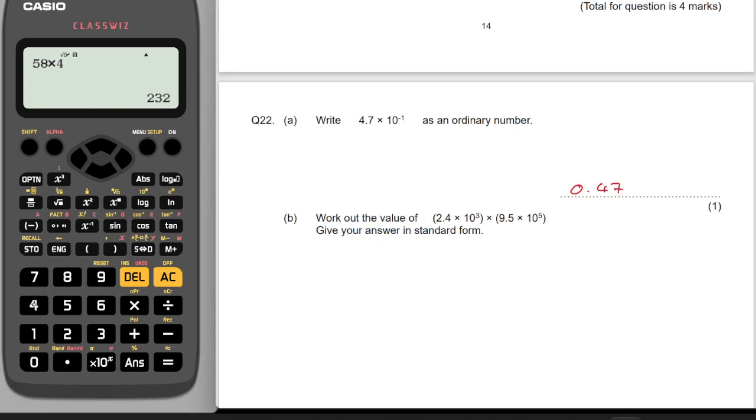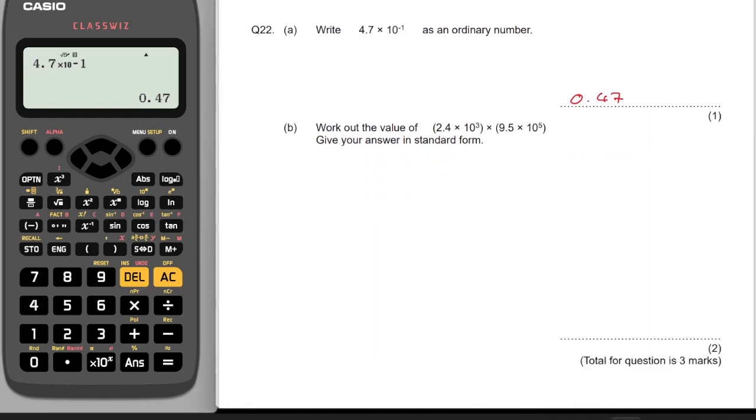Let me just see if I type that into my calculator using the standard form button, whether that will convert it for me. It does, yeah. So 0.47. Part B, work out the value of two standard form numbers multiplied together.